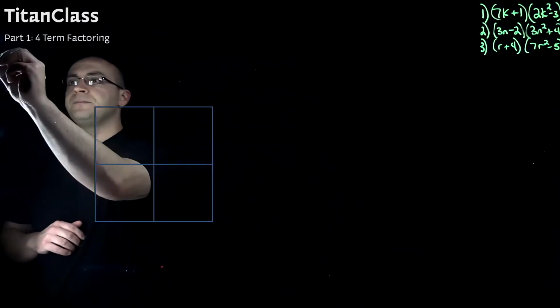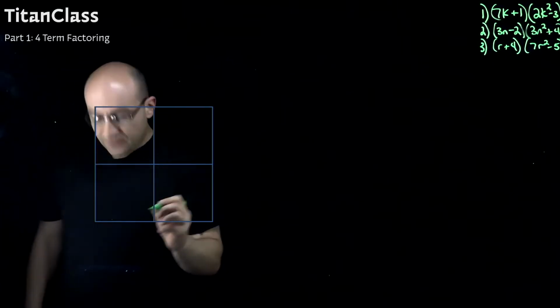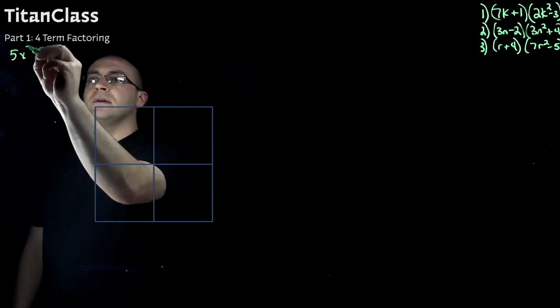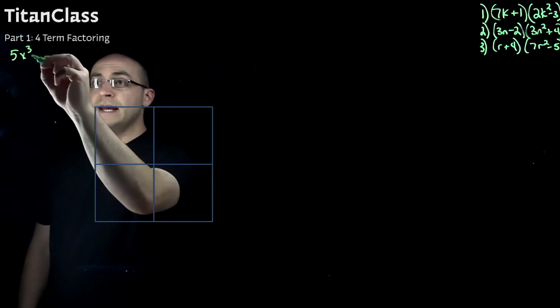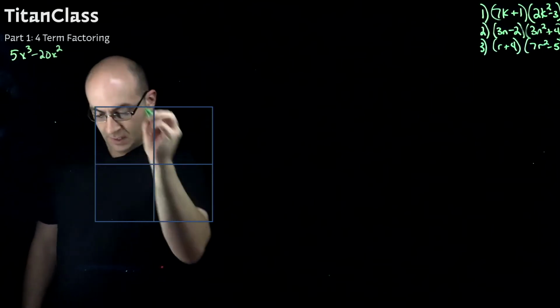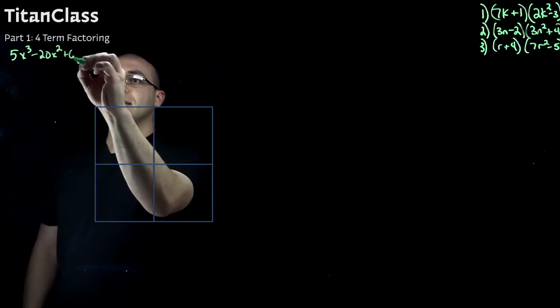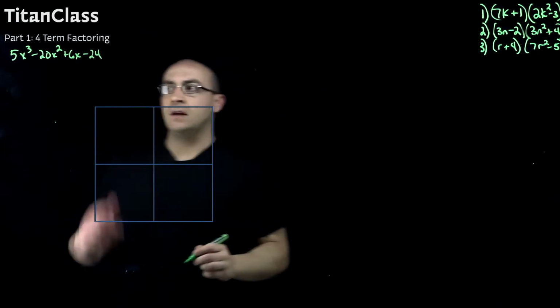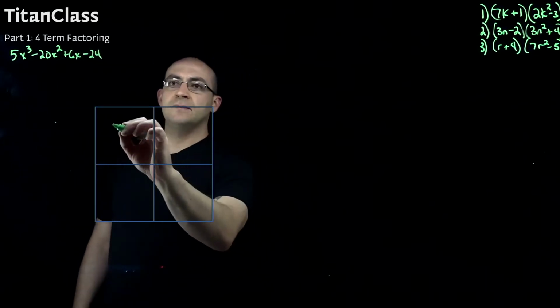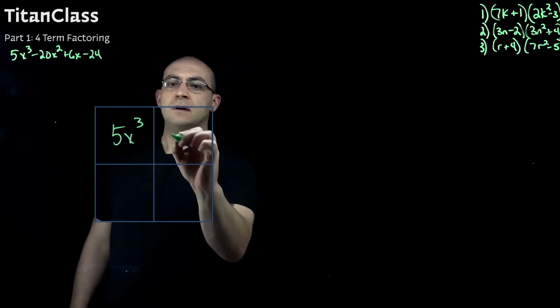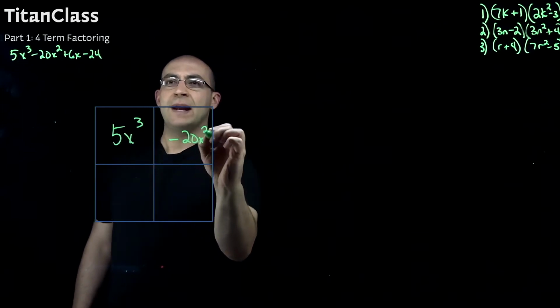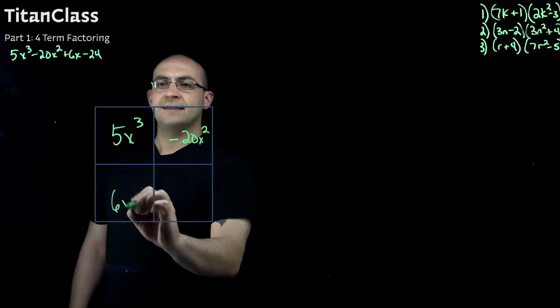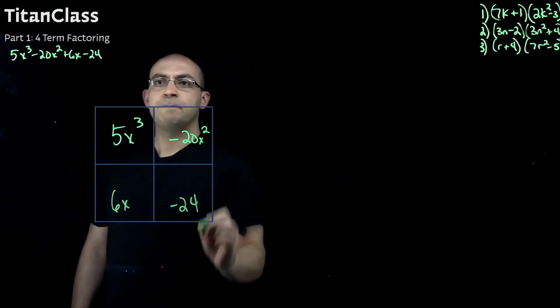Number 4, 5x to the 3rd minus 20x squared plus 6x minus 24. Okay. 5x to the 3rd. First box, negative 20x squared, 6x, and minus 24.